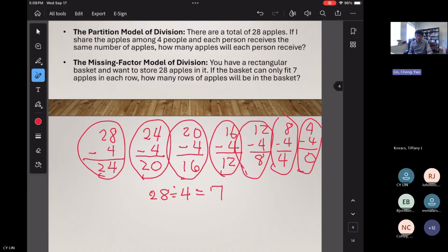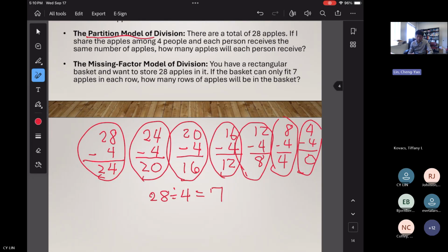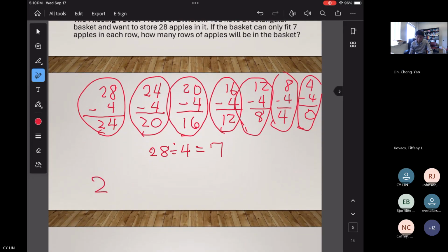And the other one we call the partition model of division. There are a total of 28 apples. If I share the apples among 4 people, and each person receives the same number of apples, how many apples will each person receive? So here, with the partition model, I take 28 and divide it by 4.